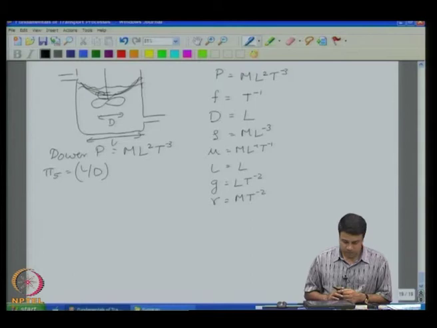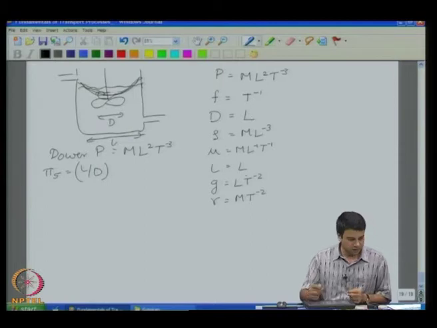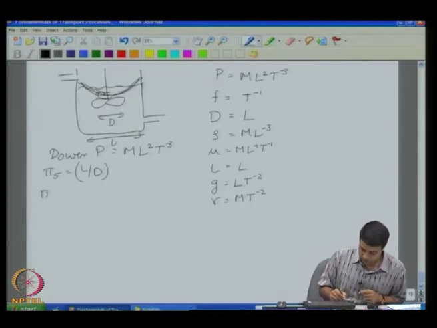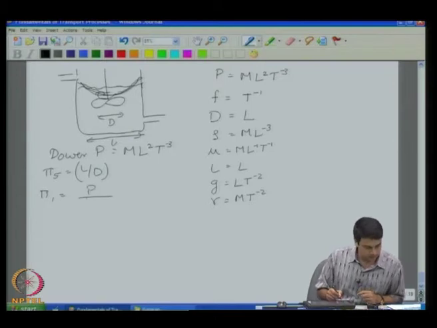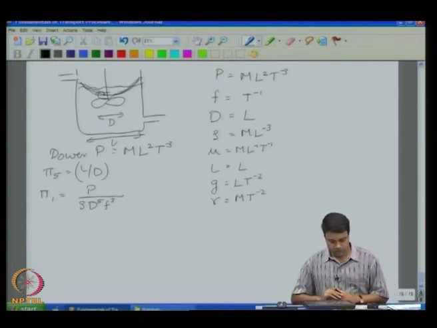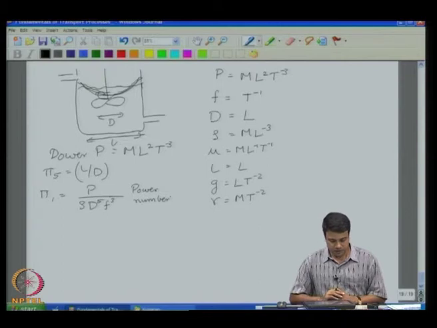One of them is the power itself. And the power I can scale by the frequency, the diameter, and either the density or the viscosity. If I were to choose the density to scale it, then my dimensionless group for the power is going to be equal to P by rho d power 5 f cubed. This is called the power number, which is the dimensionless power input to the system.